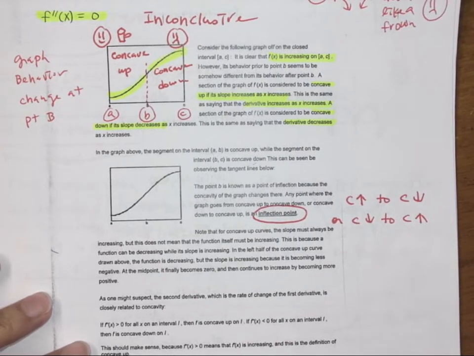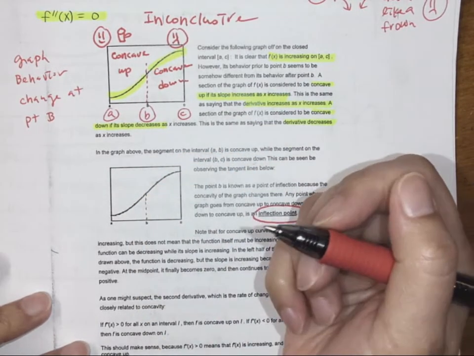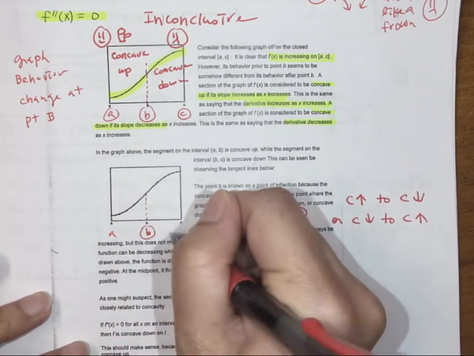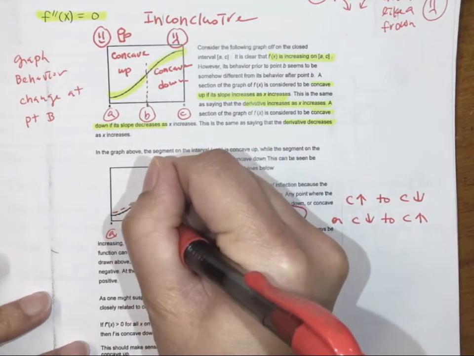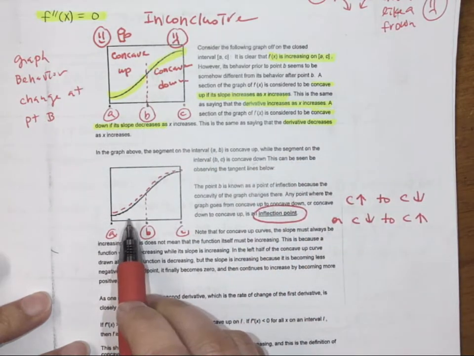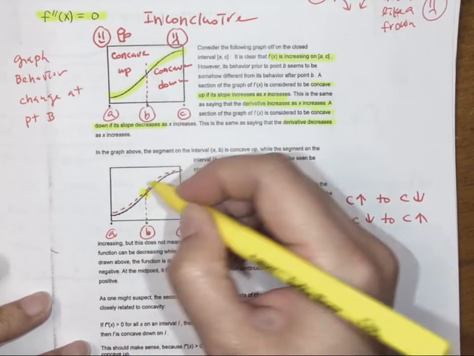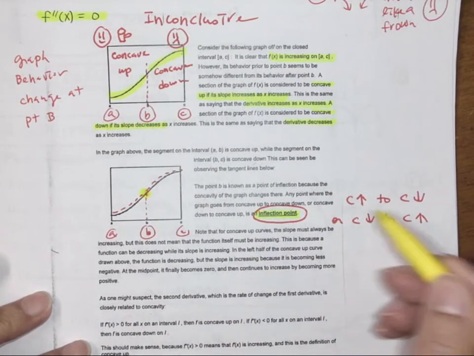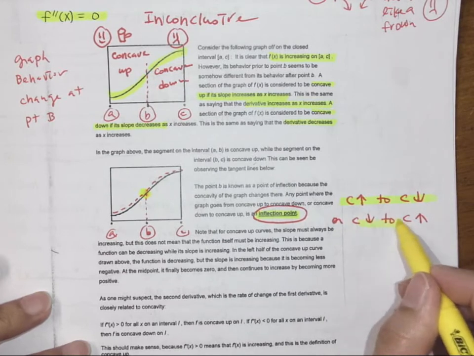Okay, so the next one also goes up, but it looks like it's changing the speed of increasing again at B, increasing between A and C. So it goes like this, and then it changes to that. So it's changing from concave up to concave down at the point where it changes, which is point B, and that is called an inflection point. So an inflection point could be concave up to concave down, or concave down to concave up.